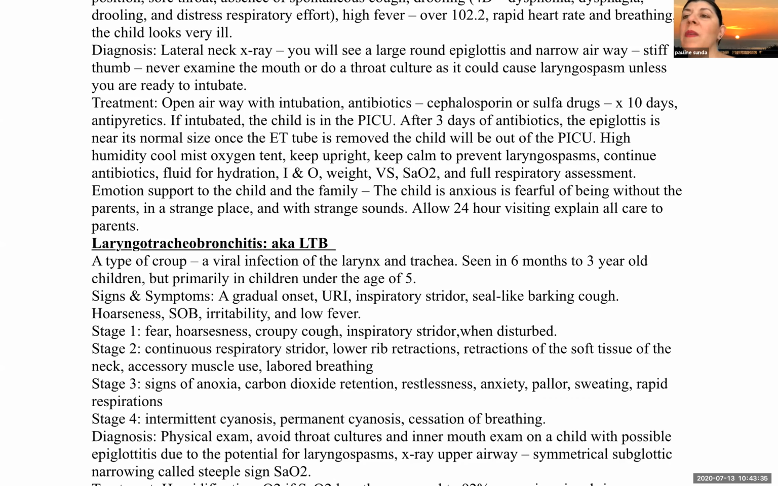We want to keep them upright, keep them calm to prevent laryngospasms, continue antibiotics, give plenty of fluid for hydration, and monitor intake and output, weight, vital signs, SaO2, and full respiratory assessments. We want to support the family emotionally as well as the child. The child is going to be very anxious and fearful because the parents may not be there, also because it's a strange place with strange sounds.